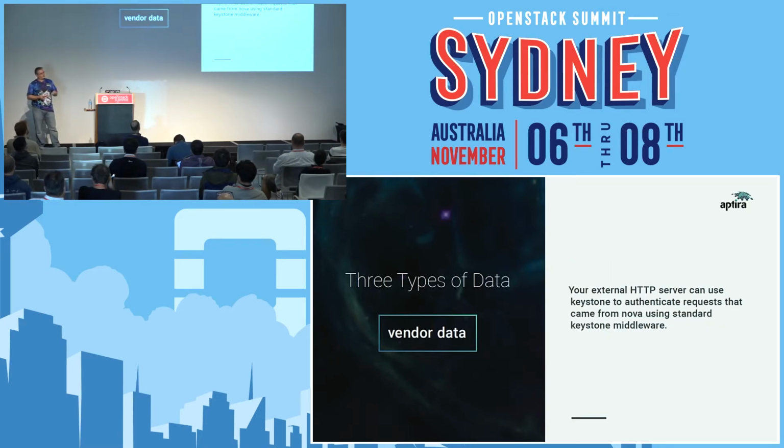Now, your external HTTP server also gets to use Keystone to authenticate the requests from Nova, because maybe you don't want random people going and doing the cryptographic stuff inside Active Directory. And that's just done with standard Keystone middleware. It's not magic or anything. It's just WSGI paste. And you can configure Nova to use a specific Keystone user when it authenticates with your external service.